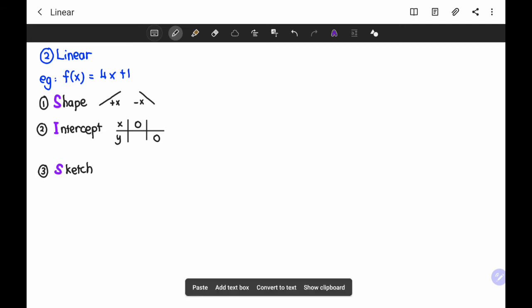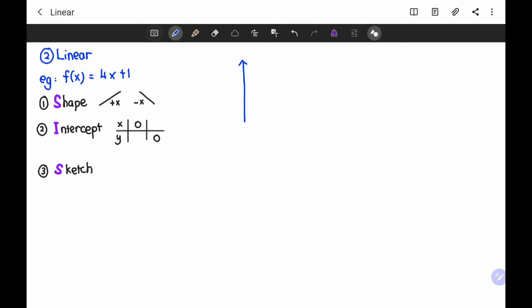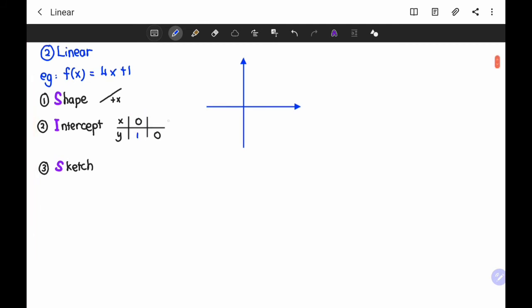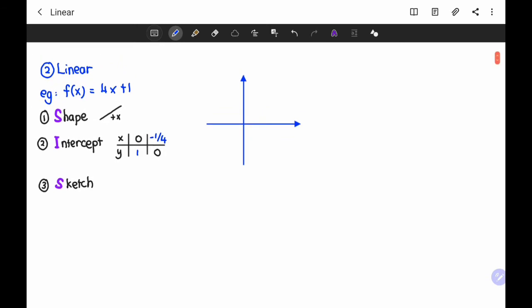Okay, now we determine the shape. Okay, sekarang ni for 4x plus 1 dia adalah positif x. So shape dia adalah naik. Okay, kita start sketch. Kita tahu dia adalah positif x. So dia naik lah, bukan turun. So dia naik. So saya buang ni dia naik ke atas. Kita tahu dah shape dia. Okay, then kita find intercept. Intercept when x equals 0, kita gantikan x kamu dengan 0. So we get 1. When y equals 0, negative 1 over 4. Okay, tak okay, kamu usah guna calculator je tekan.